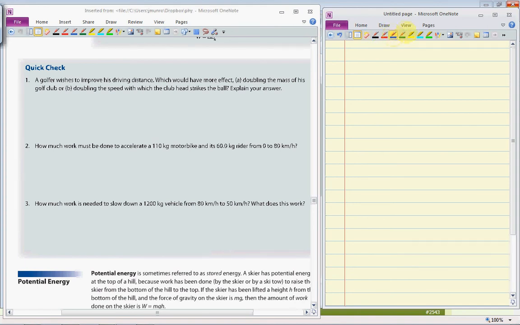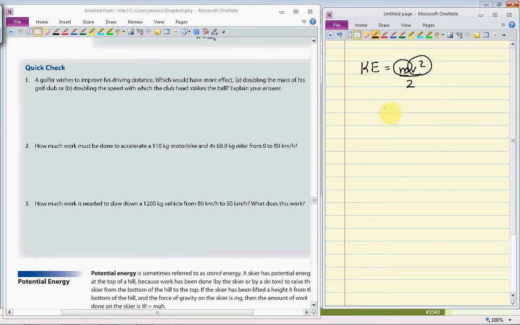Question 1 on page 99, the quick check, talks about a golf club. It wants to know what the effect of doubling the mass or doubling the speed would be. Well, if we look at the equation for kinetic energy, we see that kinetic energy is equal to mv squared over 2. So there is a linear relationship between mass and a relationship where velocity is squared. And so the effect would be basically a one-to-one change for mass. But if you were to double the speed, it would in fact have 4 times the kinetic energy.